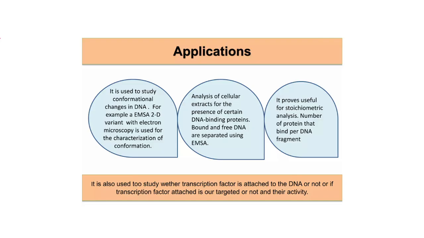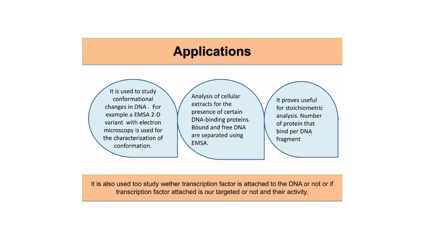Now there are different applications of this assay. Firstly, it is used to study conformational changes in DNA. For example, an EMSA 2D variant with electron microscopy is used for the characterization of the conformation. The next is analysis of cellular extracts for the presence of certain DNA binding proteins, where the bound and the free DNA are separated using EMSA, and it proves useful for stoichiometric analysis, the number of proteins that bind per DNA fragment.